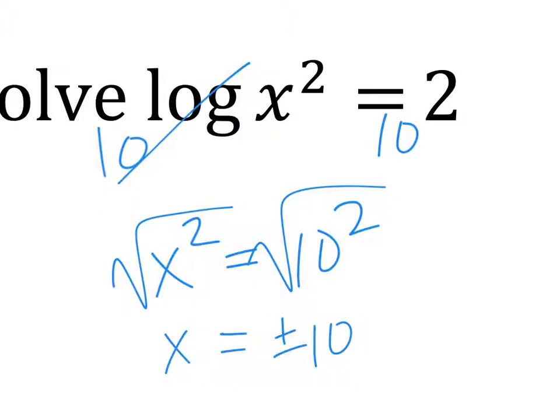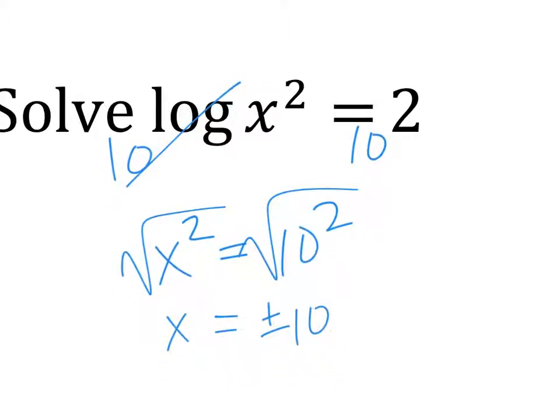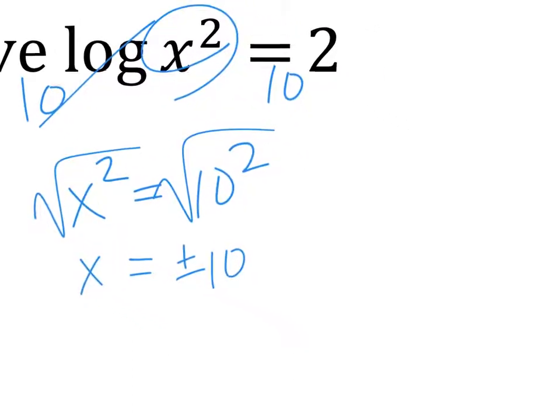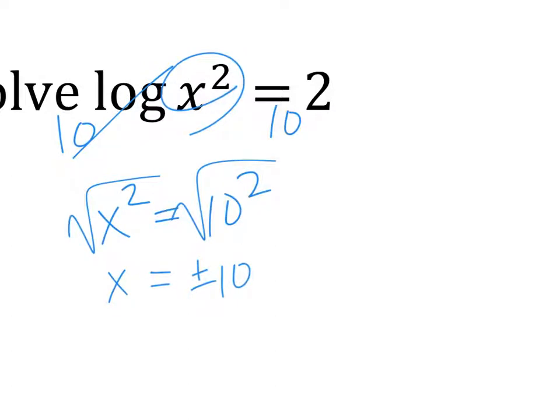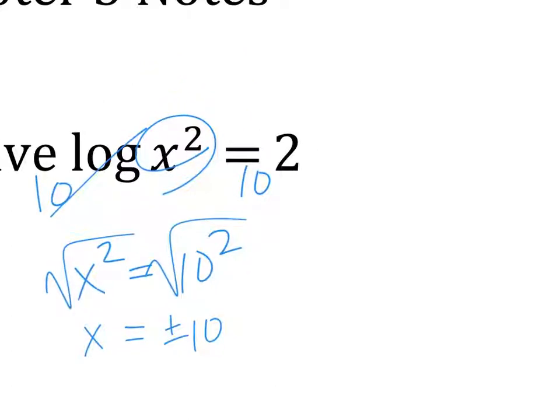You have to plug it back in to double check, or really just ask yourself, what's the domain? What's the domain of log x squared? Everything except 0. So negative is okay because you're going to square it anyways. All right, okay. I will send you the notes on this last one.